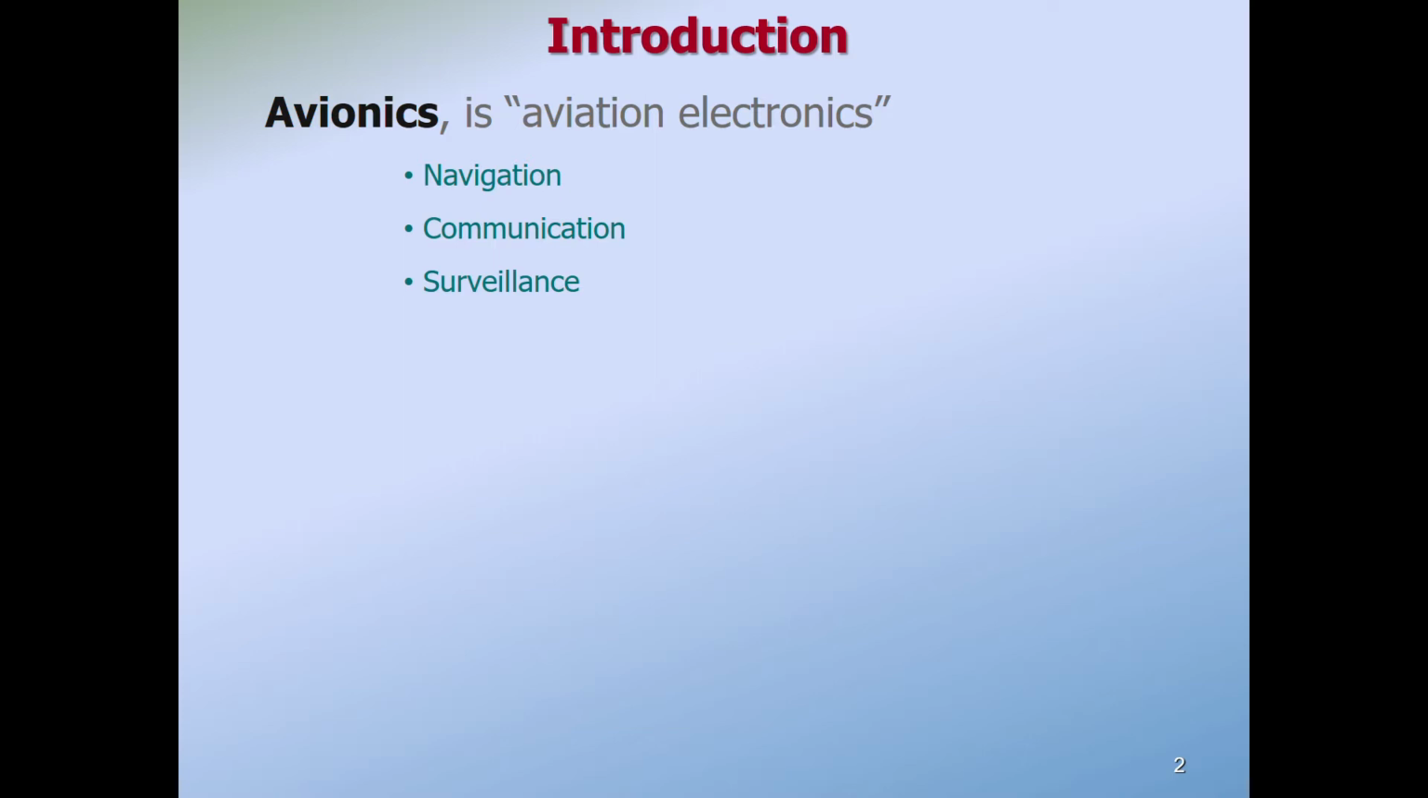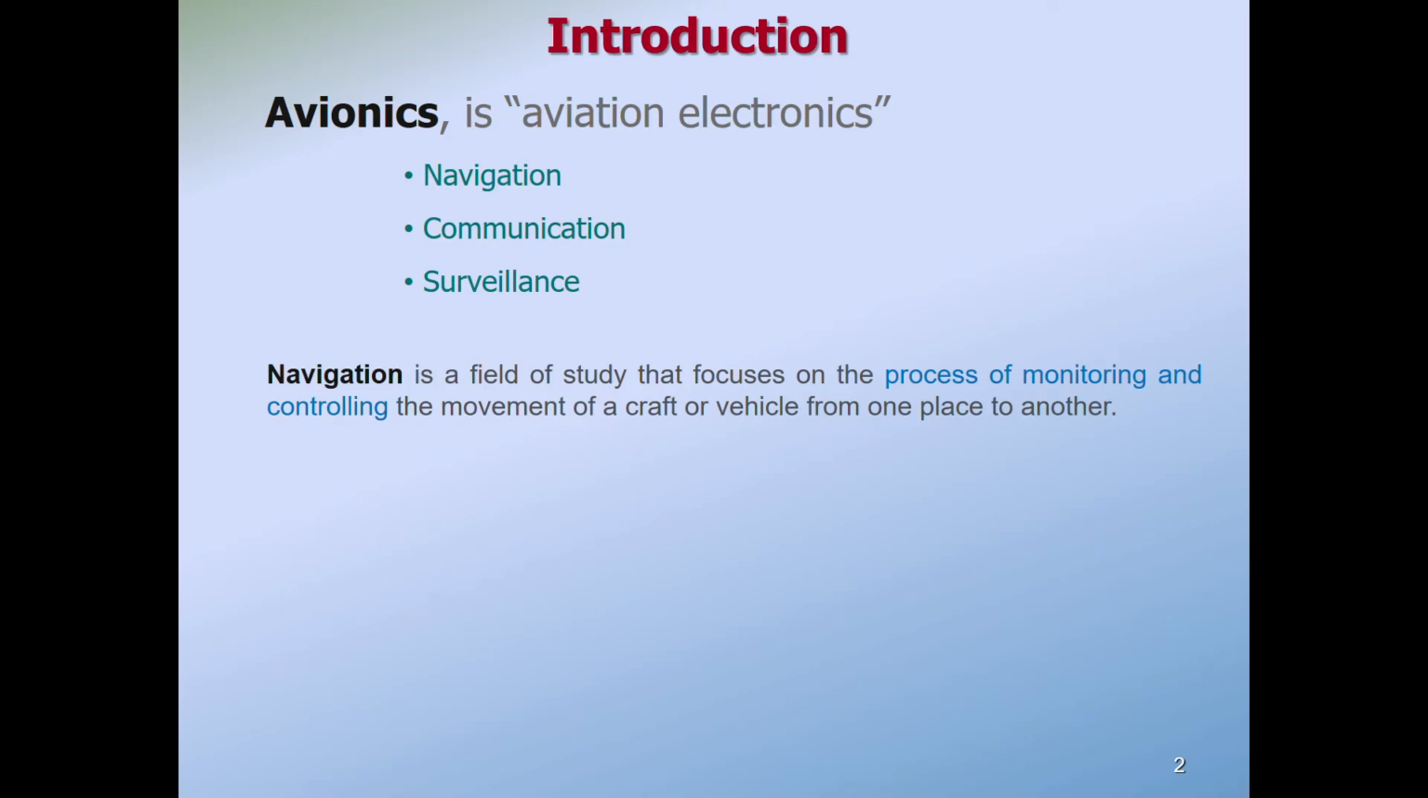But technically, avionics will cover three parts of purposes. The first one is navigation, second is communication, and the last one is surveillance. Okay, what is navigation for? Navigation is actually a field of study that focuses on the process of monitoring and controlling the movement of a craft or vehicle from one place to another.